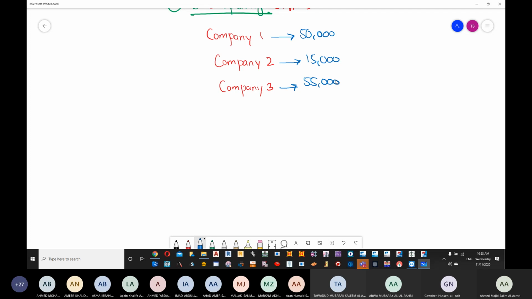So some are saying company number 1, some are saying company number 2, some are saying company number 3. Nobody has said 3. Okay. Now, how to say? If you see in this particular example, you will see that there is an issue. Actually, there is an issue with company number 2. Company number 2 price is too less compared to the other offers.